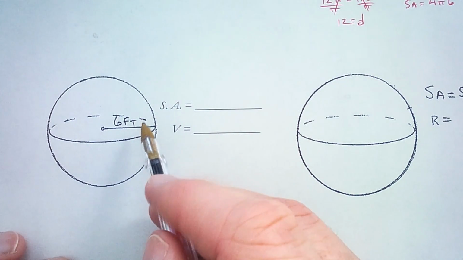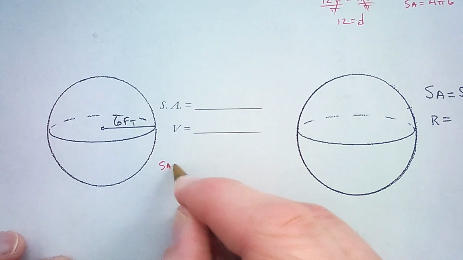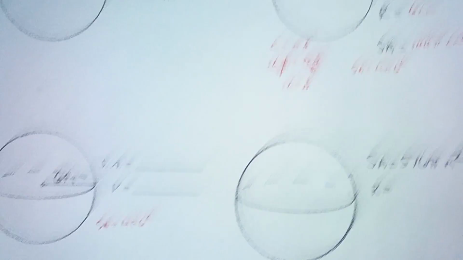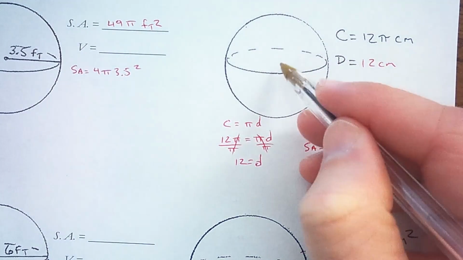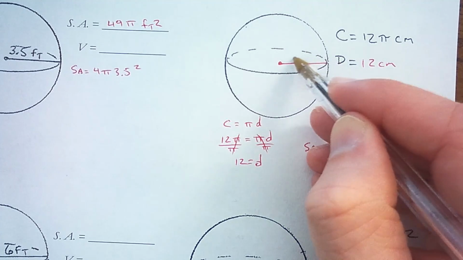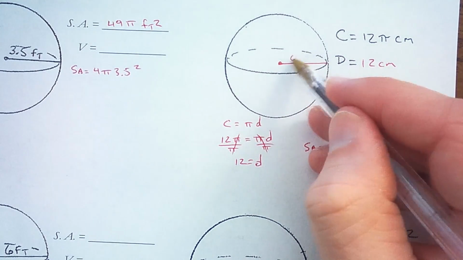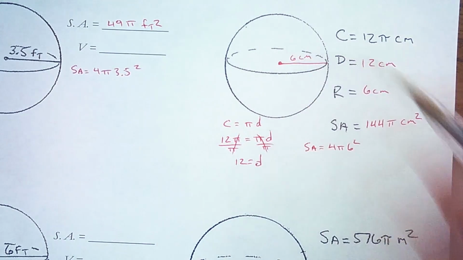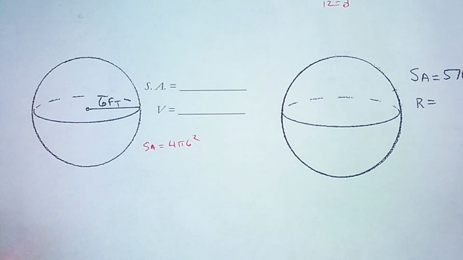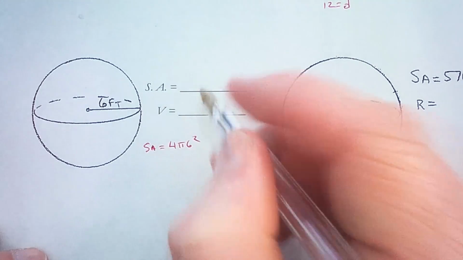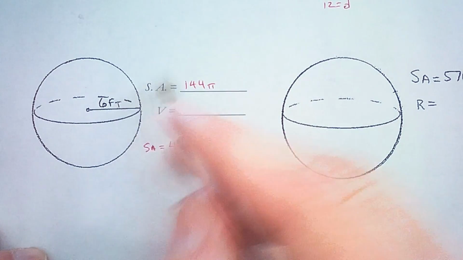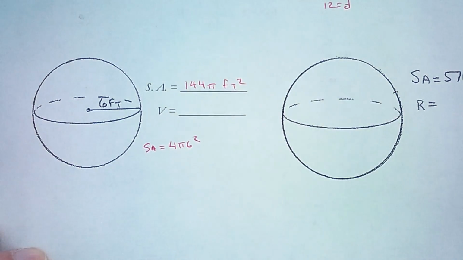Okay, next we have 6 for our radius, so surface area equals 4 pi 6 squared. So this is the same sphere we actually had right here. Once we found our circumference, or we started with our circumference, once we found our radius, we had a sphere with a 6 centimeter radius and got 144 pi as our surface area. Here we have 6 as a radius, so our surface area is going to be 144 pi. The units are different though. This one is in feet squared.